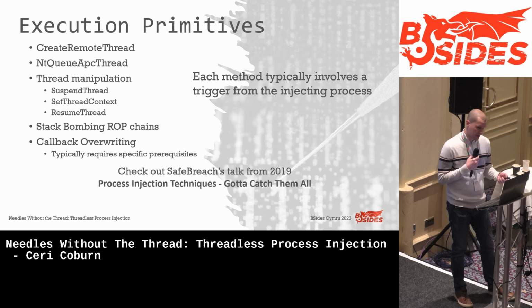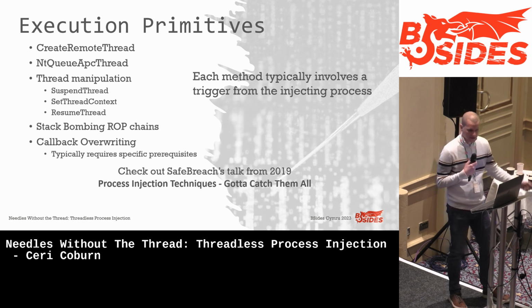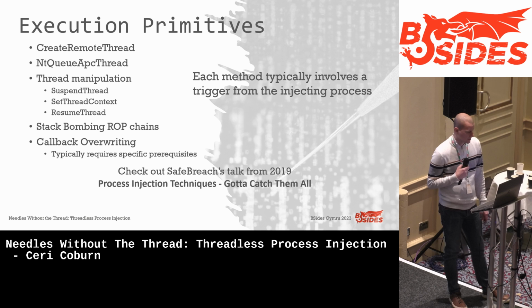NtQueueApcThread is a method of hijacking, if you will, an already existing thread. But they have to be in a particular state for you to do that. They have to be in an alertable state, so they have to be waiting on something. So you can't always use it if you can't find a thread that's in that particular state.